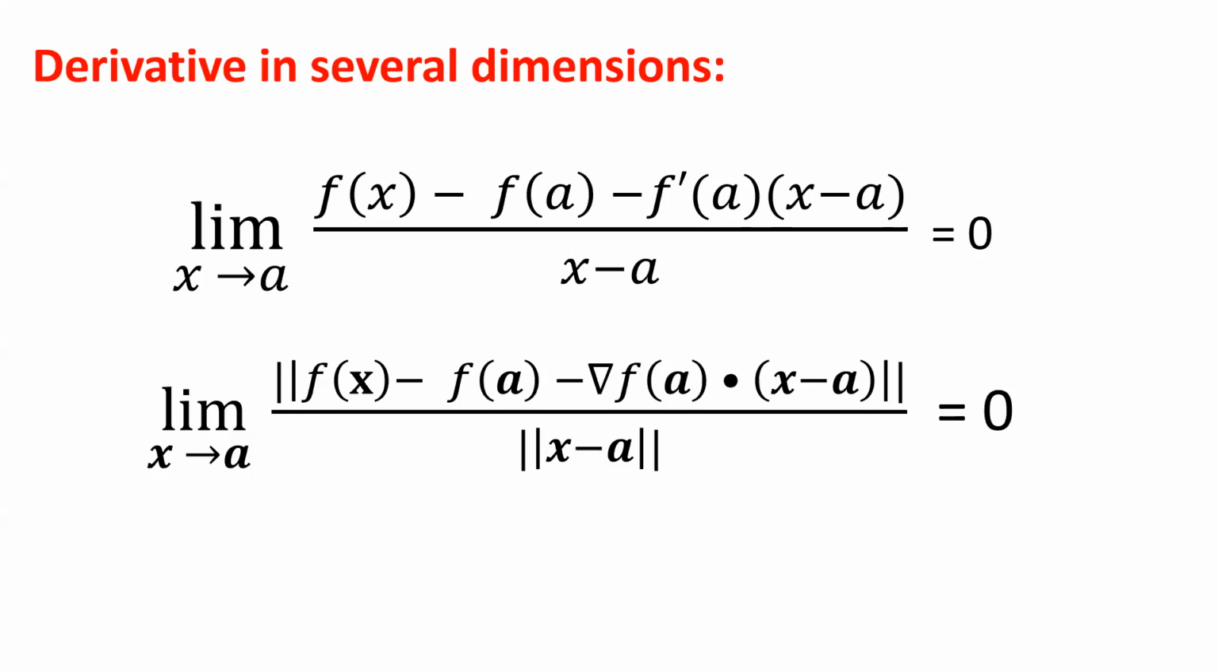Why can't I just divide by x minus a like I did before? Because we have vectors. You can't divide by a vector, but you can divide by the length of the vector. And so this is extremely similar to what we did before, but this shows you the power of rewriting expressions.